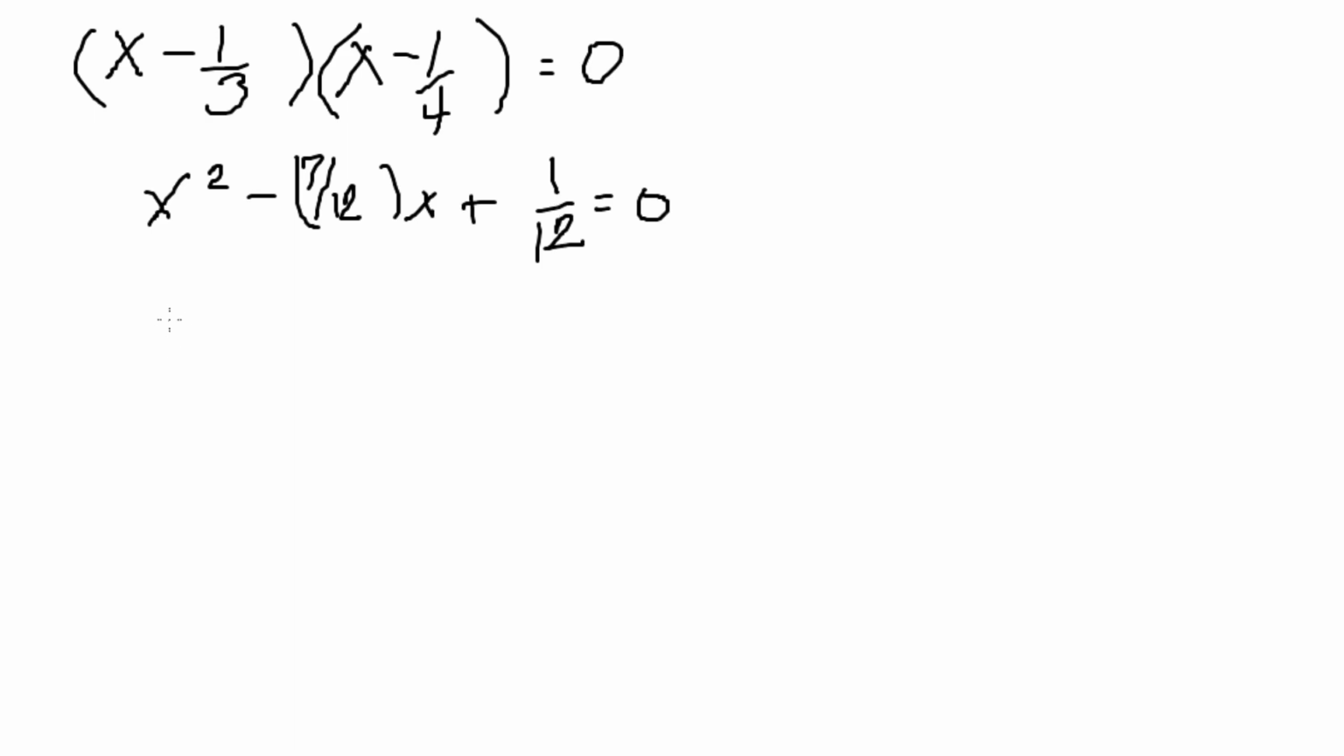However, it's more appealing to have a whole number as the coefficient of x squared. To achieve this, we multiply the entire equation by 12. This gives us 12x squared minus 7x plus 1 equals 0. And there we have it, our quadratic equation.